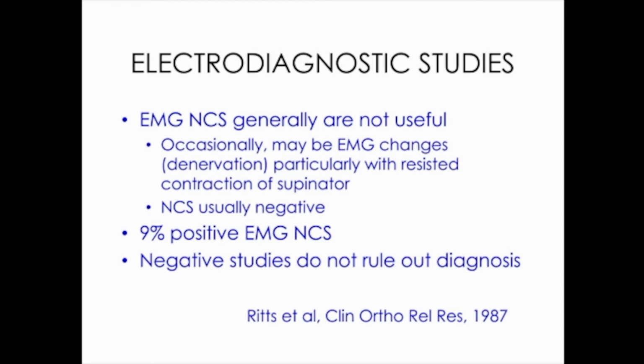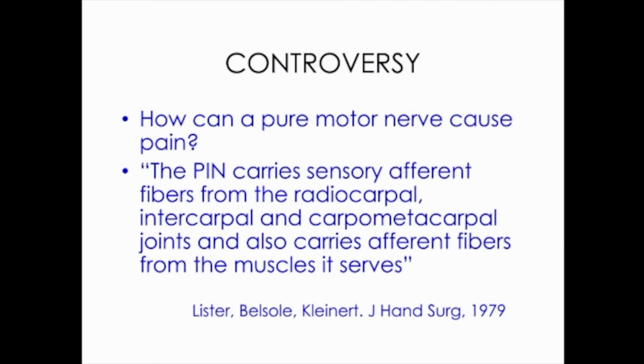In less than 10% of patients, you have positive EMG and nerve conduction studies, according to this published article. And so negative studies do not at all rule out a diagnosis of radial tunnel syndrome. So the question arises, how can a pure motor nerve cause pain? Lister, Gulsol, and Kleiner proposed that the PIN carries sensory afferent fibers from the radiocarpal, intercarpal, and carpometacarpal joints, and also carries afferent fibers from the muscles that it serves, and this may be the source of pain.